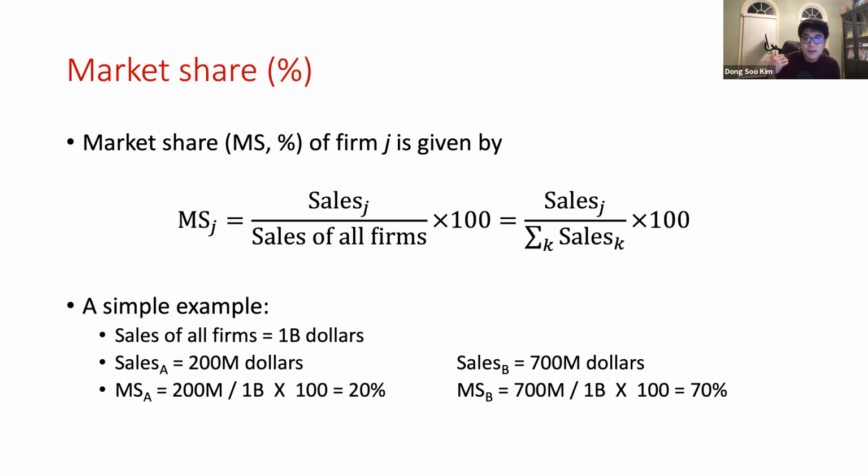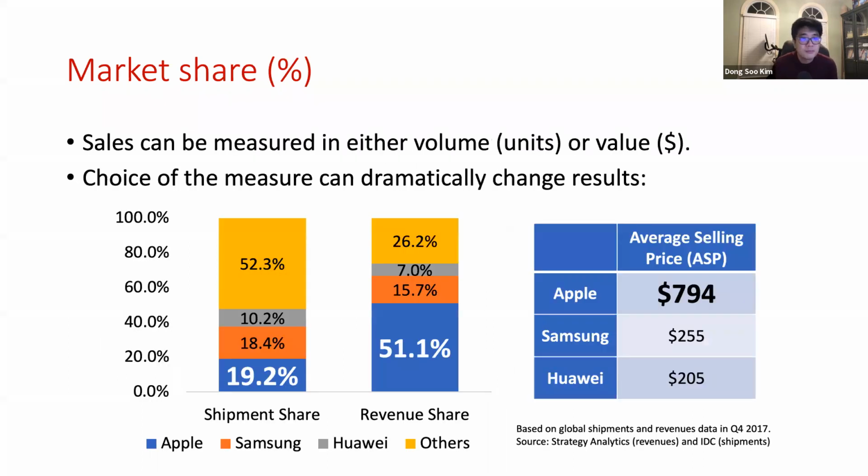For example, let's say sales of all firms in a market is $1 billion, and company A sales is 200 million, and B sales is 700 million. Then, market share of A is 200 million divided by 1 billion, which equals 20%. Market share of B is, in the same manner, 70%. Sometimes, sales is measured in volume, that is the number of units sold, instead of dollar value.